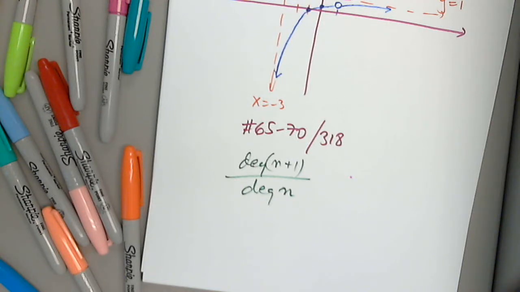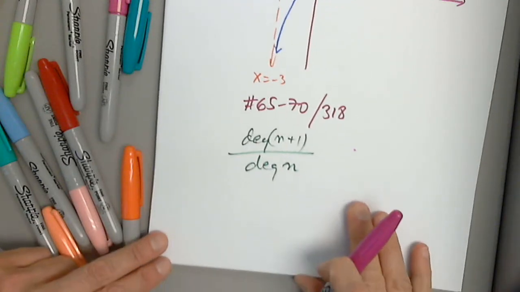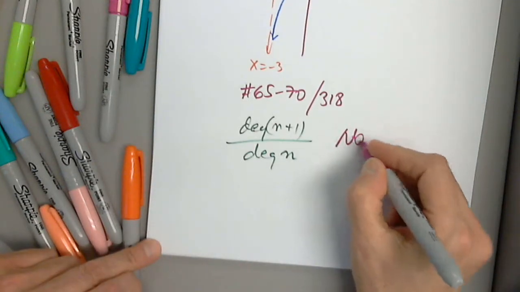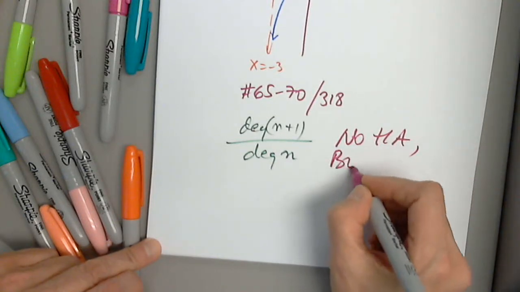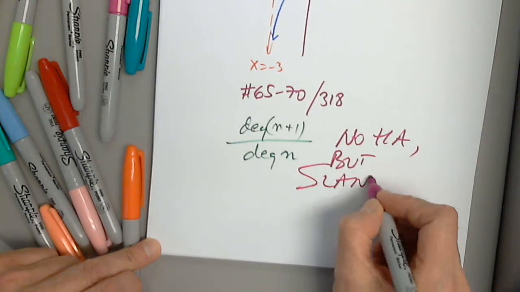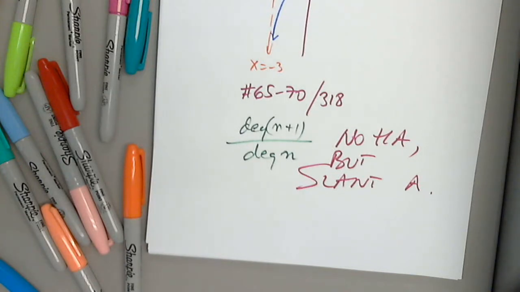If the degree is 4 on top and 2 on the bottom, I'm not going to get a slant asymptote, because when I divide, the degree will be 2. So only when the degree is one unit higher at the top than the bottom. Those do not have horizontal asymptotes. No horizontal asymptote, but slant asymptote. Or oblique, whatever you want to call it.